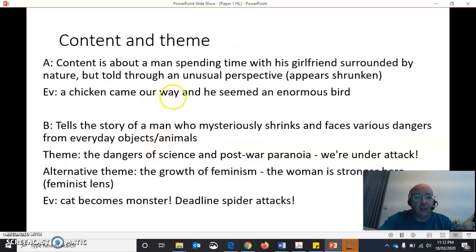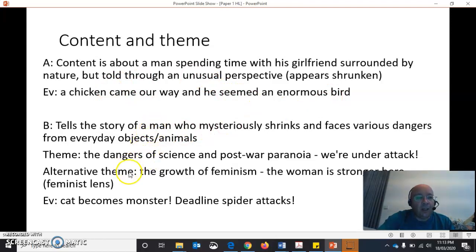Now the content and theme. Content is a good thing that's often overlooked. It's your chance to just summarise in a simple way what is actually happening in the text. What is it about? So show you get the basic meaning by talking about content. In the first one, it's a man spending time with his girlfriend, surrounded by nature. It's told through an unusual perspective, though, with the point of view here. He's lying on the grass, and so he appears shrunken and consumed by nature, overwhelmed by it. Evidence of that: a chicken came our way and he seemed an enormous bird. There are lots of other examples you can use here. I'm just picking up one at a time.